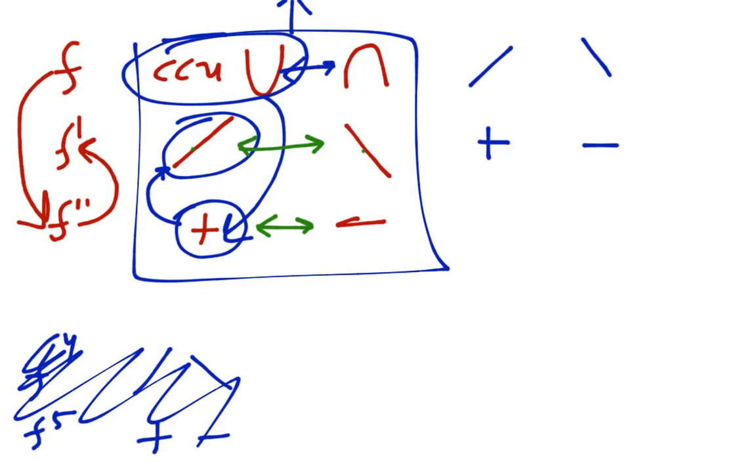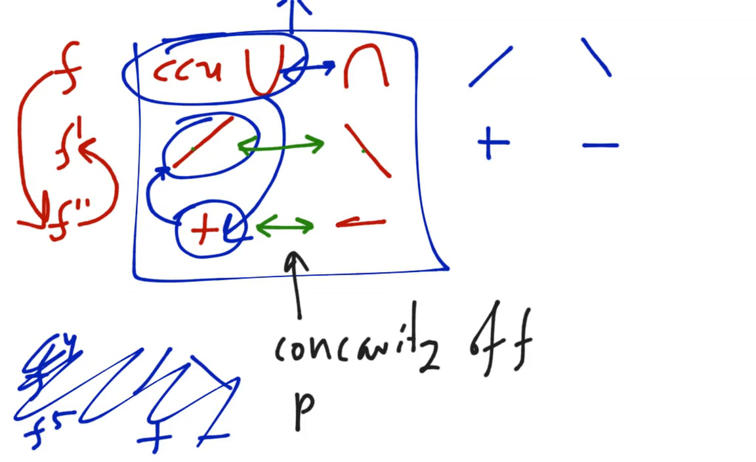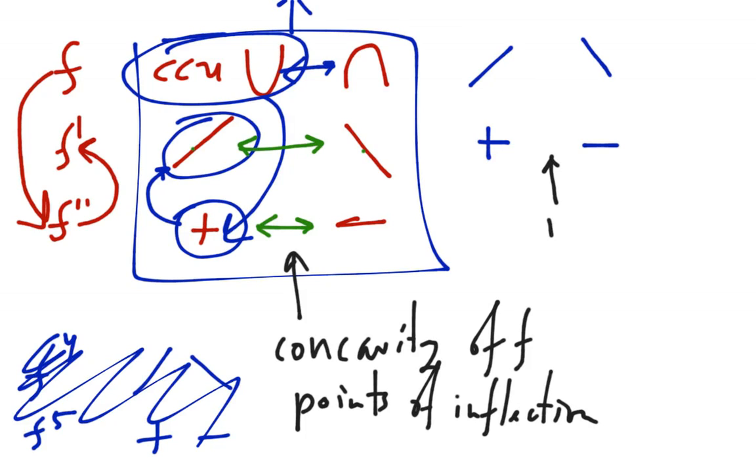Just going back to this handy-dandy chart for a second, you use this information mainly when you're focused on concavity of f and finding points of inflection, and you use the other chart, or this relationship here, when you're looking for relative extrema of just the function f.